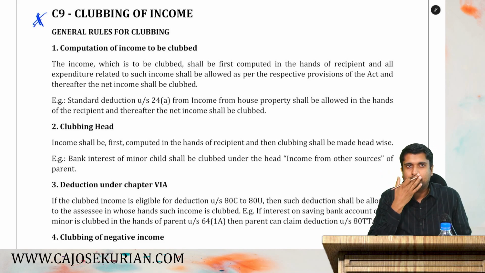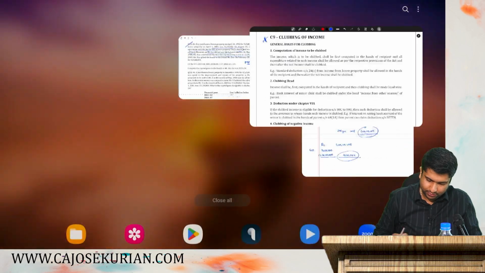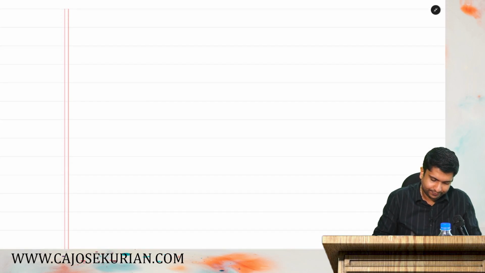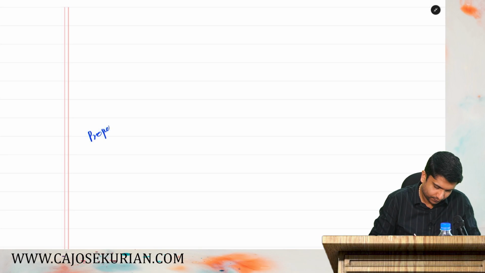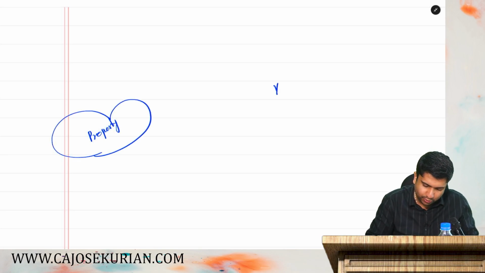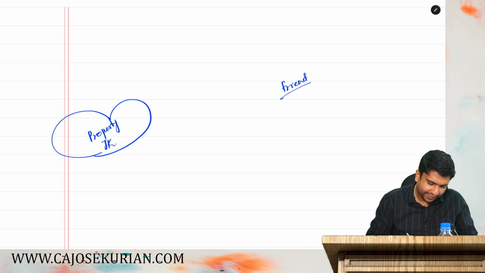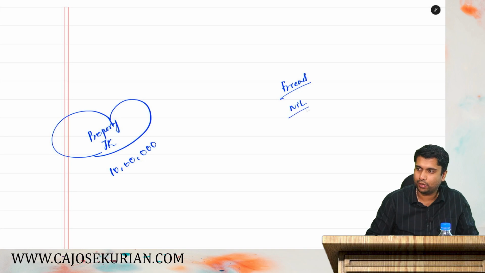All right, so listen. Say for example, you are my friend and I have a property. I'll draw the example here. I have a property, and you are my friend. I'm JK. My income is exactly 10 lakhs. My total income from profession is exactly 10 lakhs. Your income is, say, nil. You don't have any income.